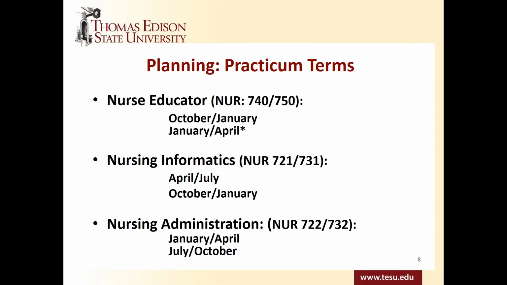Nursing informatics, again, you can start it 2 times a year. You can start it in April and run into the end of the July term. You can start it in October and run until the end of January. Nursing administration is the opposite of that. It runs starting in January, and then it also starts again in July.